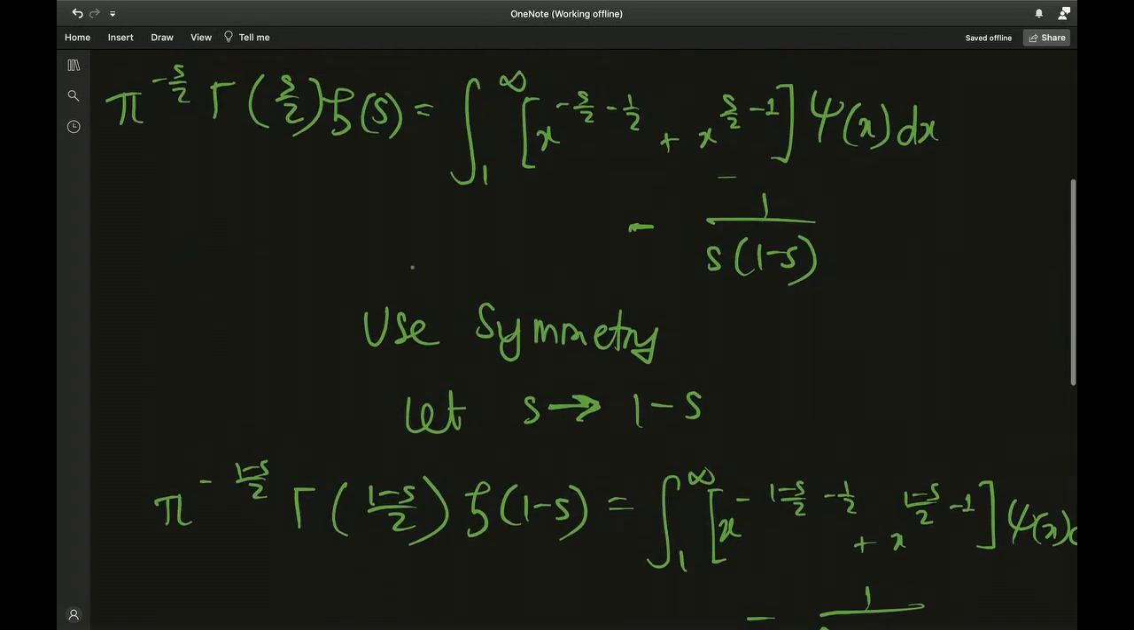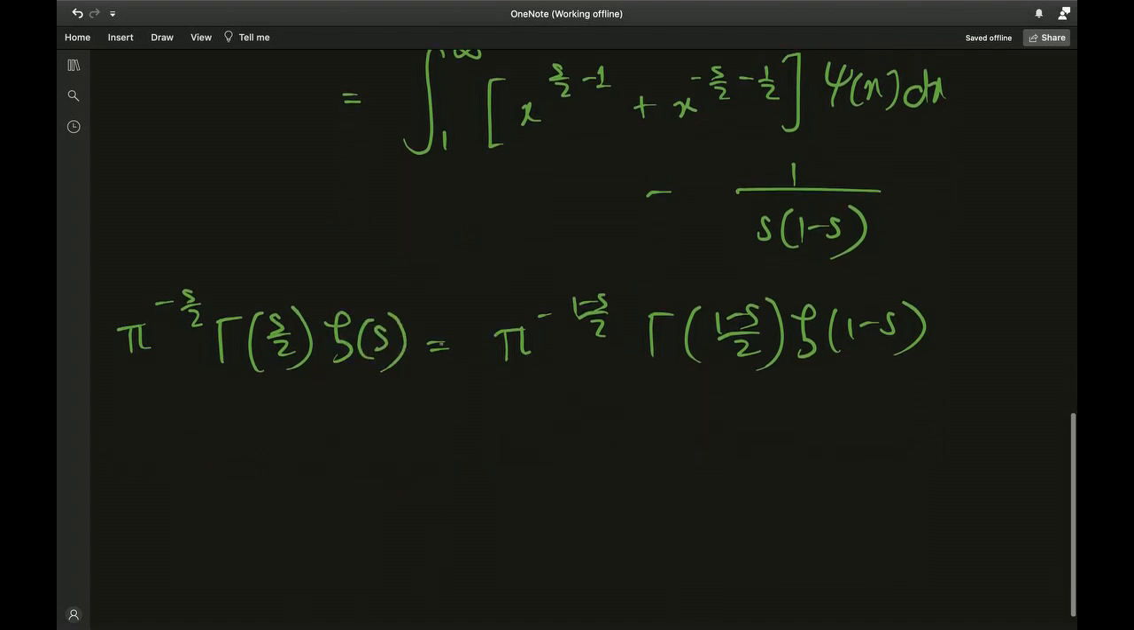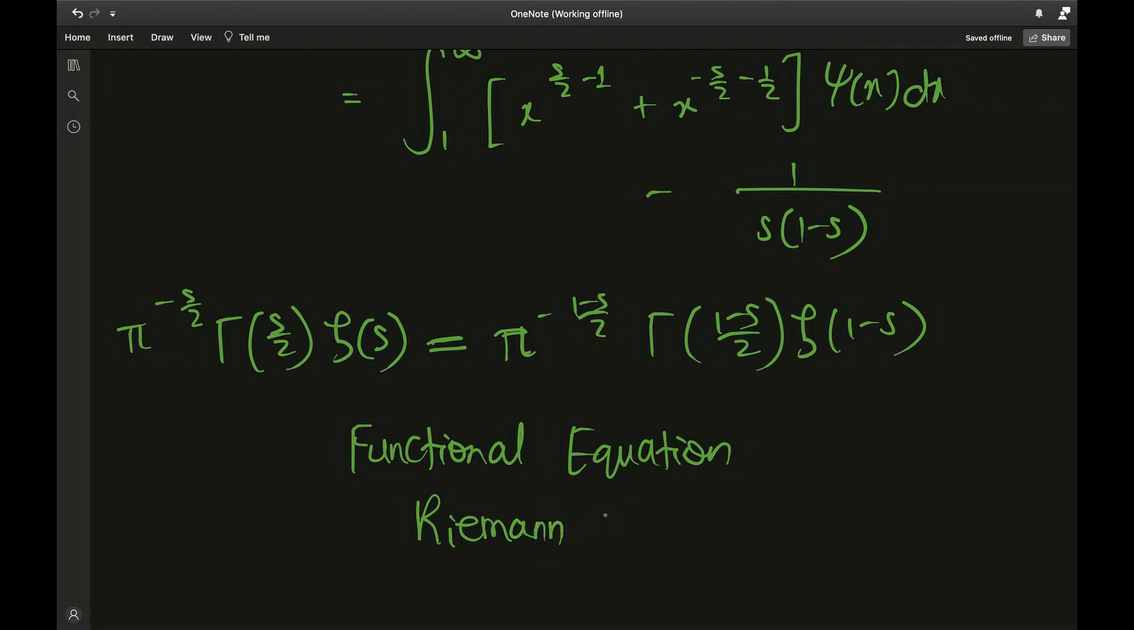And what did we originally start with? Pi to the negative s over 2 gamma of s over 2 Riemann Zeta of s. So this invariance under changing the argument from s to 1 minus s, this relation is captured in what we call the functional equation for the Riemann Zeta function. It's just a beautiful result, really nice result.